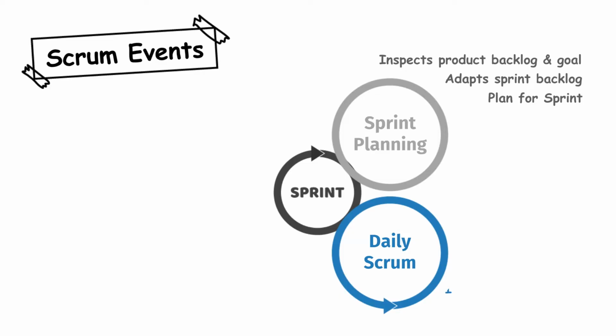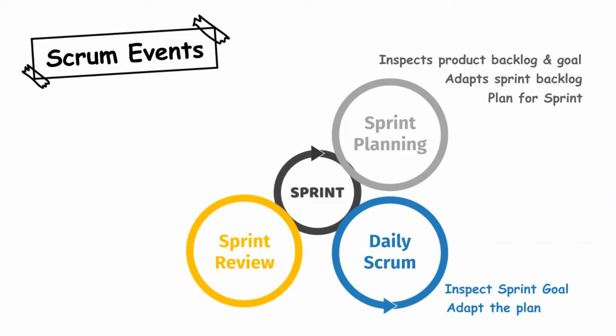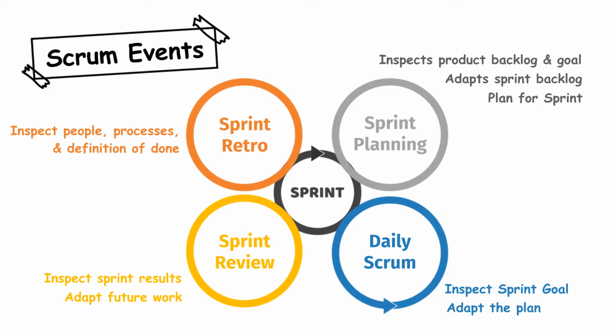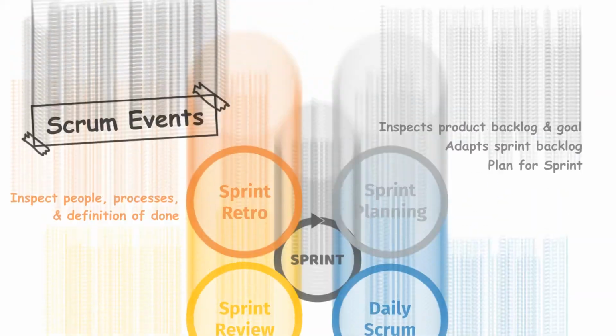Daily Scrum helps inspect the goal and plan for the sprint and adapt the plan to meet the goal. The Sprint Review is an opportunity to inspect sprint results and adapt future work. Sprint Retrospective helps inspect people, processes, and definition of done to improve the way of doing and quality of the product in future sprints.